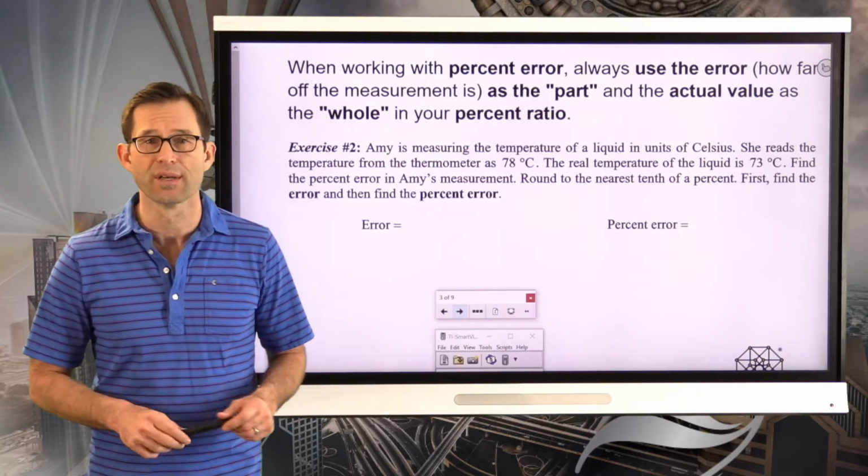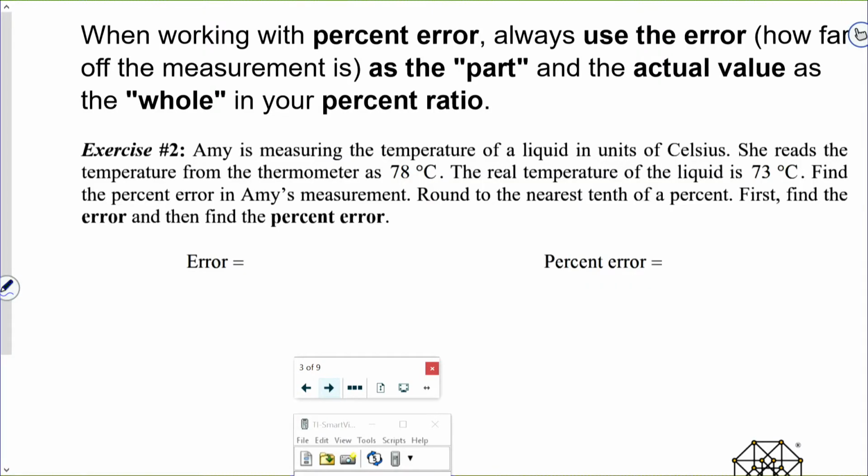Let's take a look at exercise number 2. Amy is measuring the temperature of a liquid in units of Celsius. She reads the temperature from the thermometer as 78 degrees Celsius. The real temperature is 73 degrees Celsius. Find the percent error in Amy's measurement. Round to the nearest tenth of a percent. First, find the error, and then find the percent error.